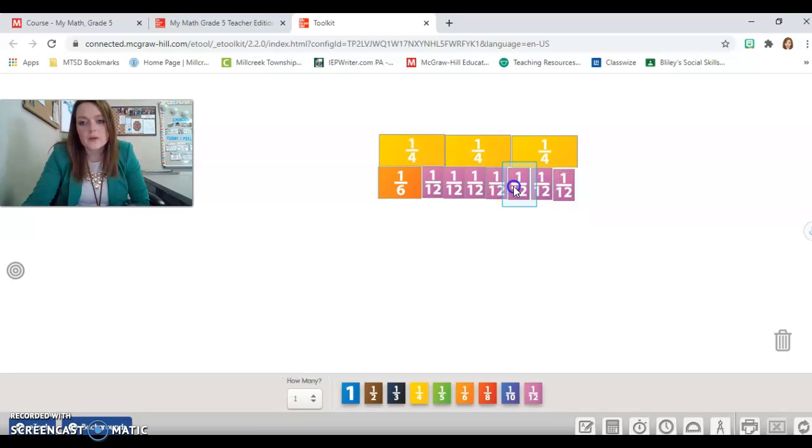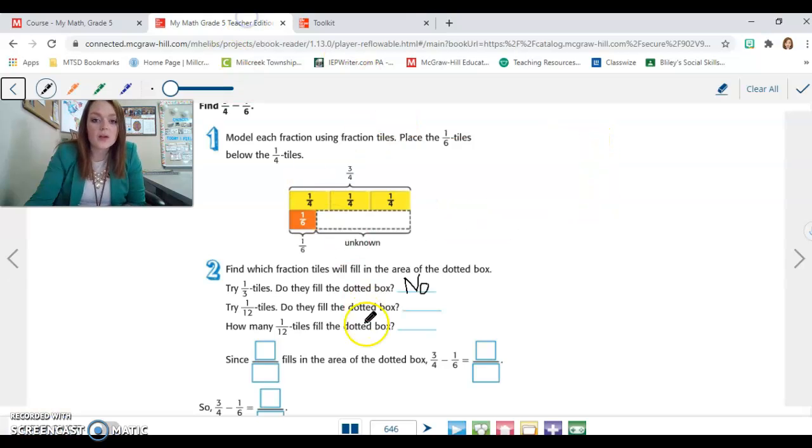Okay, so Mrs. Wiley aligns these just perfectly. We will see that the twelfths actually work. And how many of them do we have that fit in our missing piece of the puzzle? 1, 2, 3, 4, 5, 6, 7. So we have 7/12 fit this piece to make sure that our 3/4 are the same. So our missing piece is 7/12.